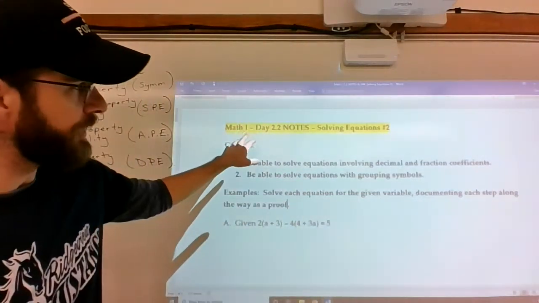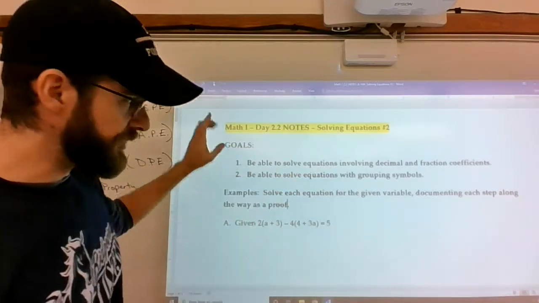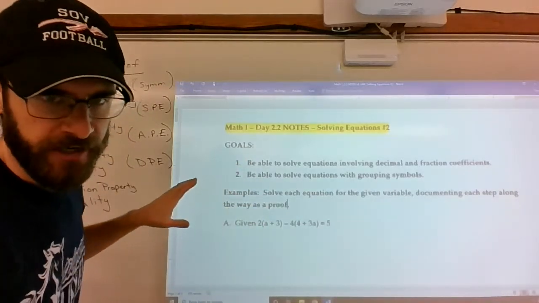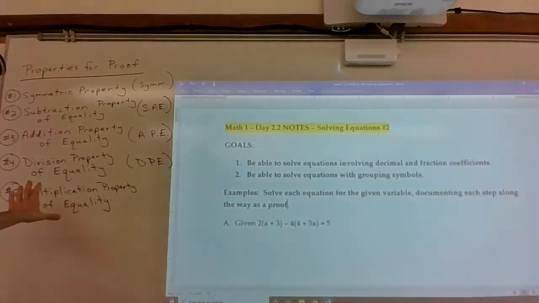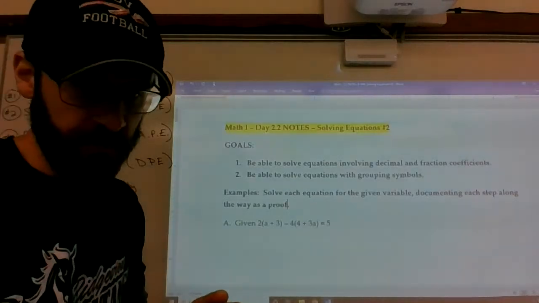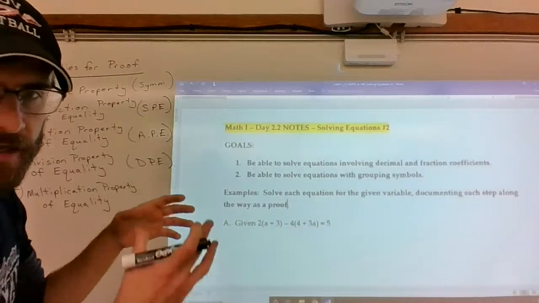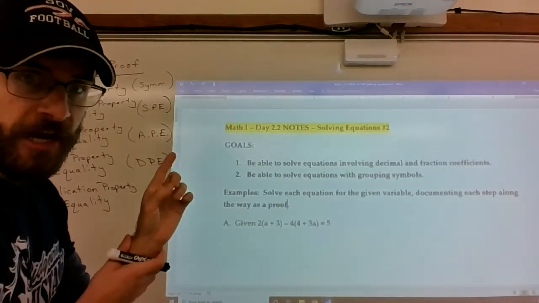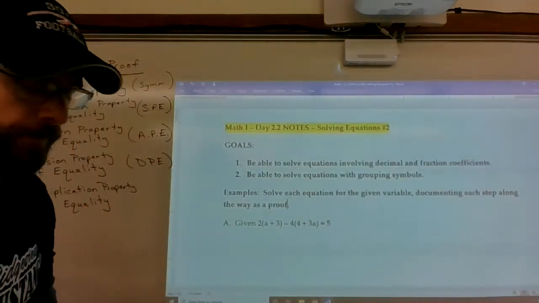It's over lesson 2.2. We're solving equations again just like the first one, and we're still documenting each step along the way as a proof. The only thing that's different is these 5 properties for proof that we used in lesson 1 are going to need some additions to them. Because right now we have to deal with grouping symbols and simplifying variable expressions like we did in the last 2 sections of chapter 1. We have to incorporate those properties of proof now.